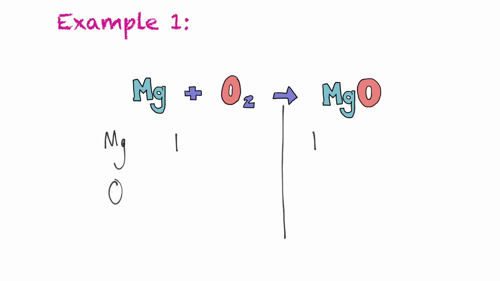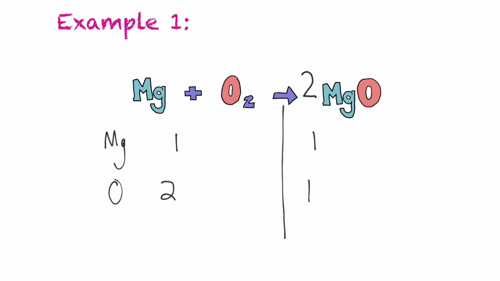If we look at the other one, we have 2 oxygens on the reactant side, but only 1 on the product side. So we see that our equation is not balanced. We need to find a way to make there be 2 oxygens on the product side. The way we can do that is put a 2 in front of the magnesium oxide. That's the only place you can put numbers to multiply. They can only go in front of molecules. They can't go in between atoms.